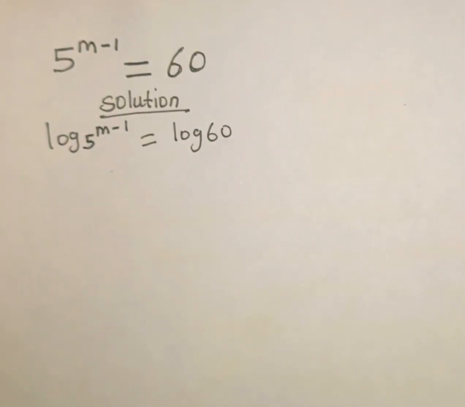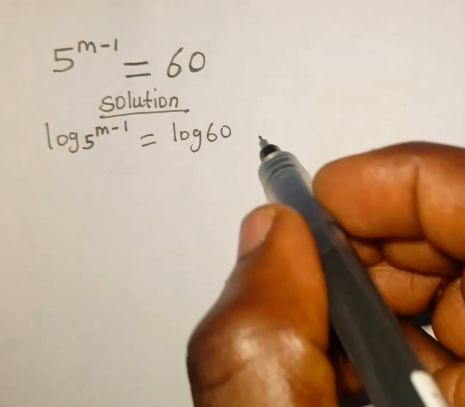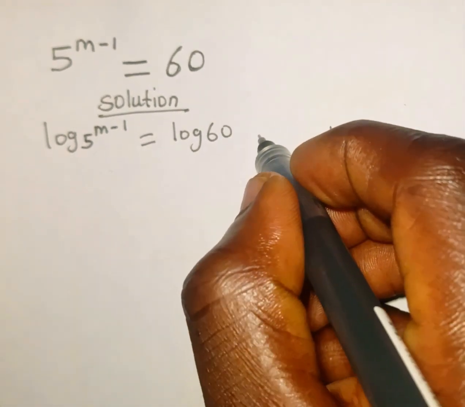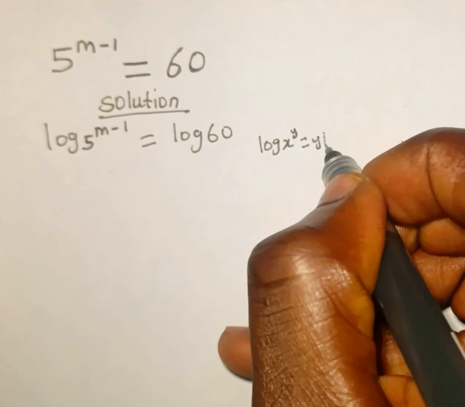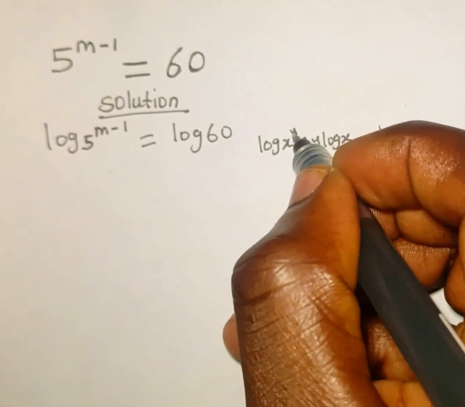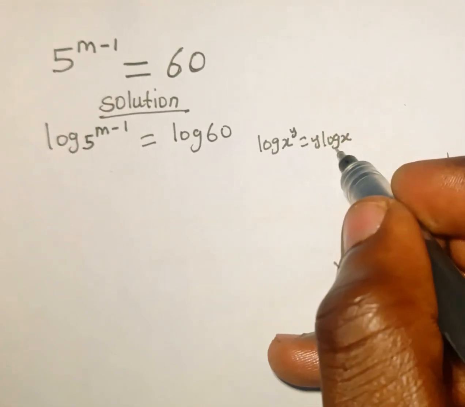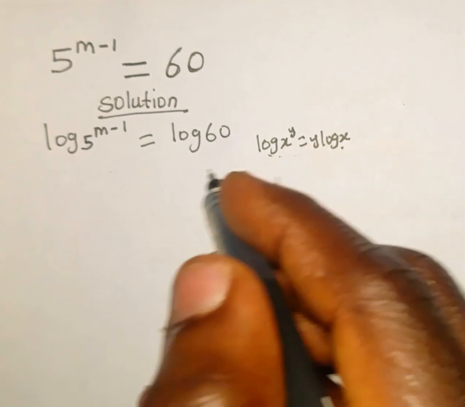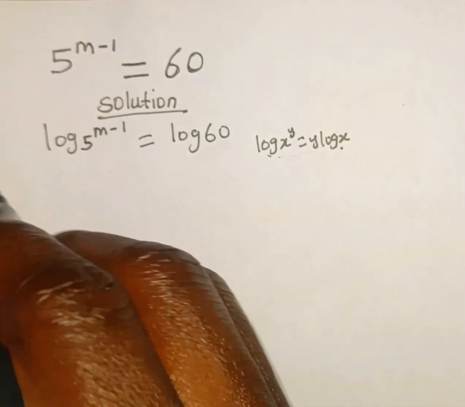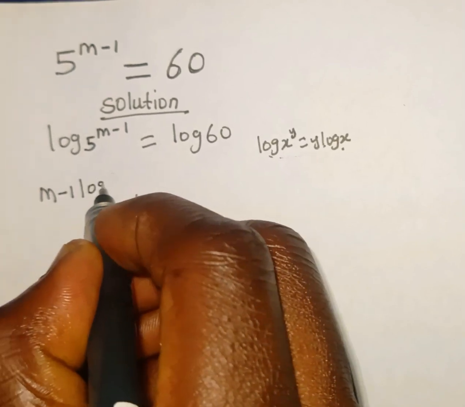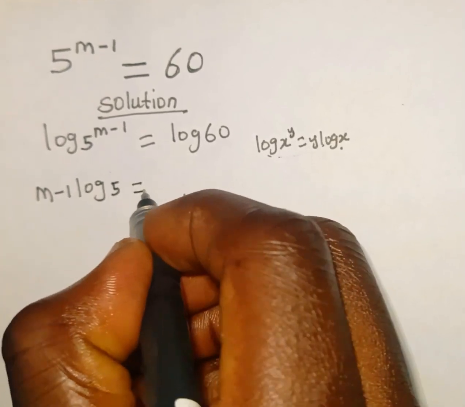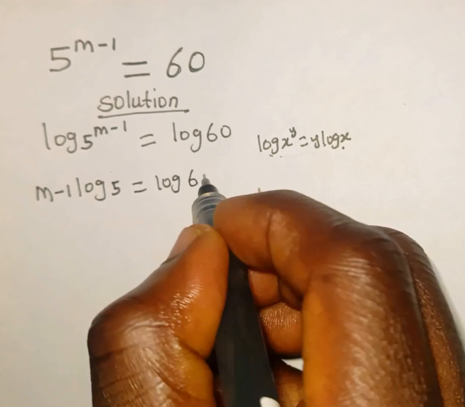So the next thing we're going to do is to recall one of the properties of logarithm. We say that when we have log of x raised to the power of y, this is the same as y log x, because this power here is going to go back to multiply the log. So apply this property to the left hand side, this power is going to come back. So we're going to have m minus 1 then log of 5, which is equal to log of 60.